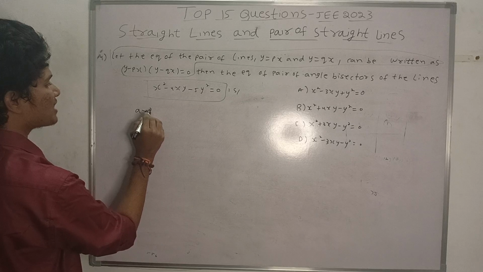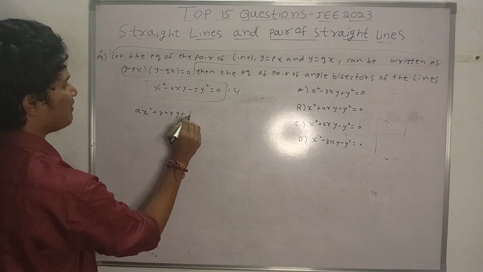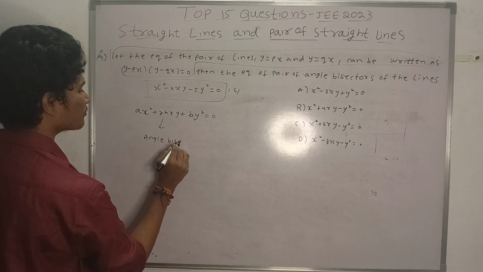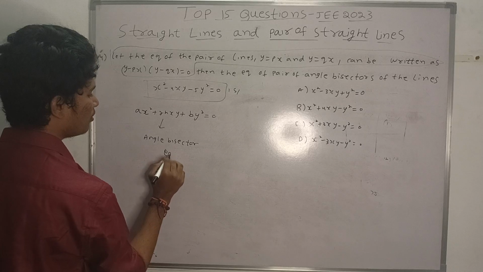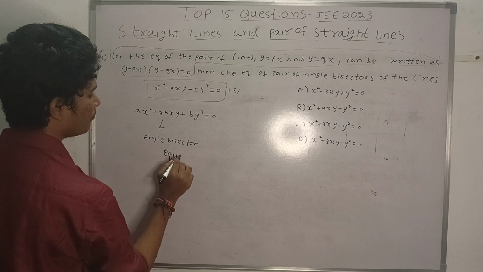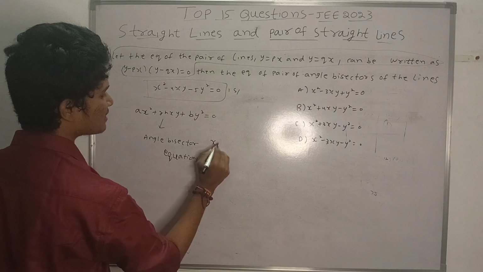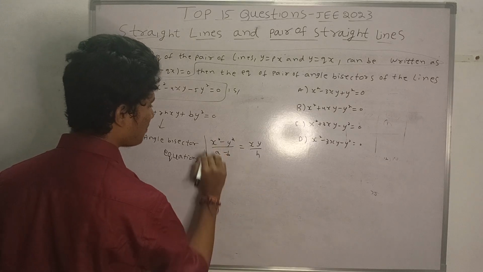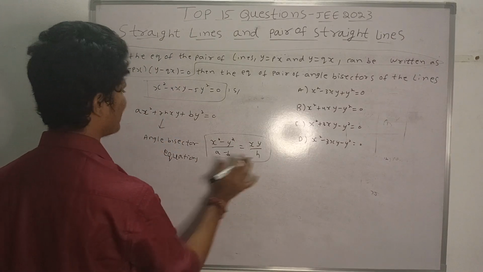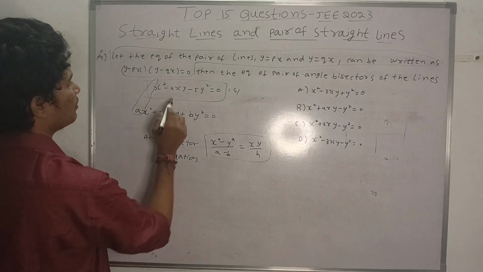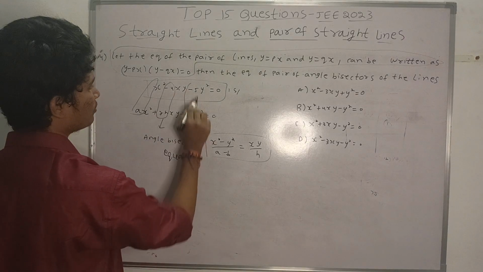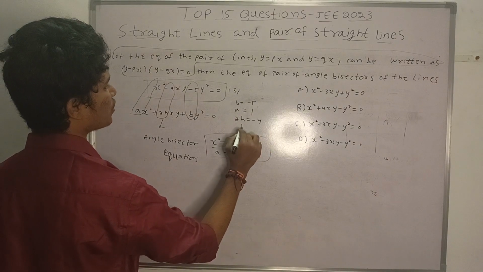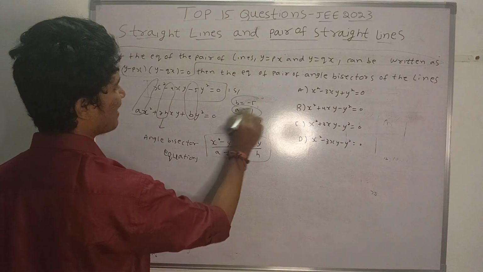You already know, for the equation ax square plus 2hxy plus by square equal to 0, what are the angle bisector equations? That is x square minus y square divided by a minus b equal to xy by h. Simply solve this. What are a, b, h here? When you compare this, you can get the values. So basically b equal to minus 5, a equal to 1, 2h equal to minus 4, so h equal to minus 2. Simply substitute these values in this equation.